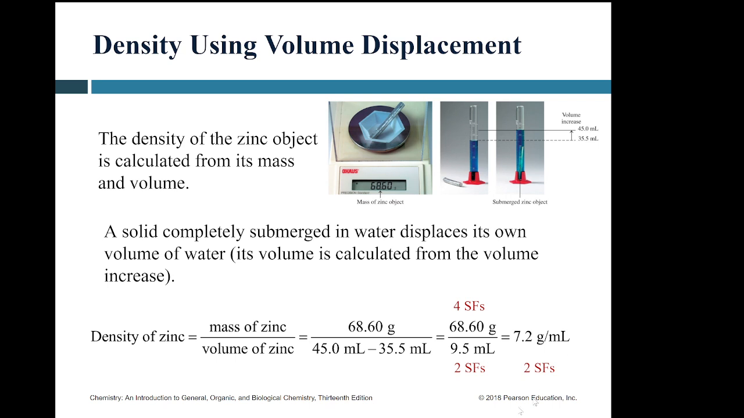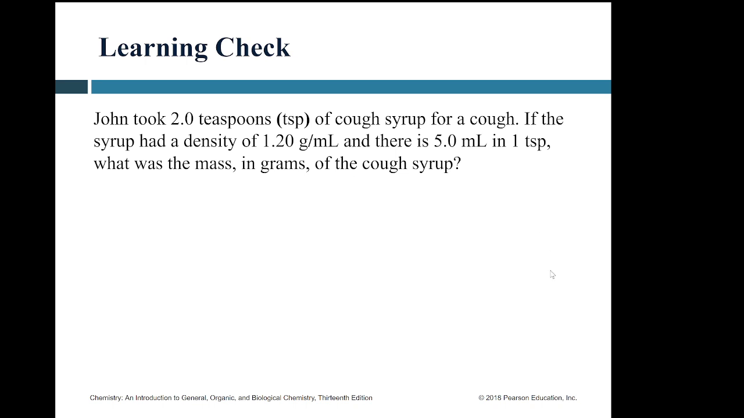Okay. And we get finally a density. Most densities are quoted in grams per milliliter. So John took 2 teaspoons of cough syrup for a cough. If a syrup has a density of 1.20 grams per milliliter, and there's 5 milliliters in 1 teaspoon, what would be the mass in grams of the cough syrup?